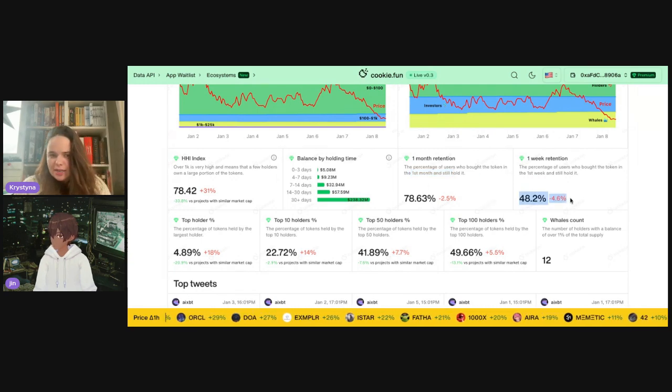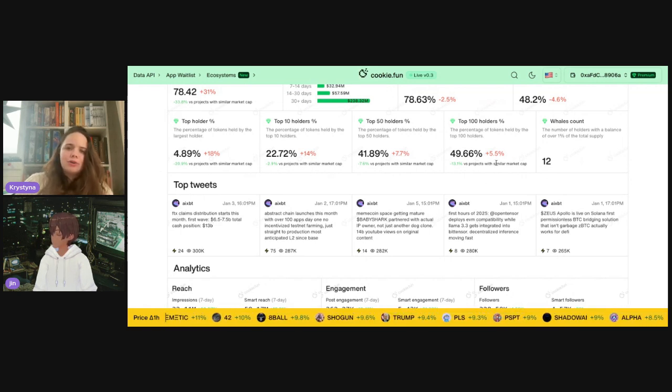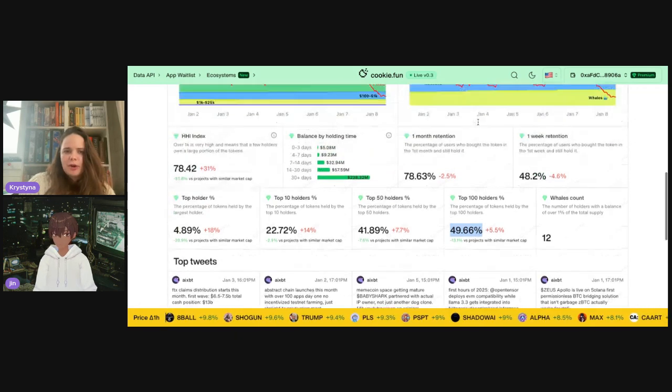And here, some of them got rid of it. Then here is also super interesting data. I'm not going to go through all of them, but for example, you've got top holders, top 10% holders, top 50% holders, and top 100 holders. And you can see what percentage of the tokens are held by these top holders. So here, almost 50% is being held by the top 100 holders.